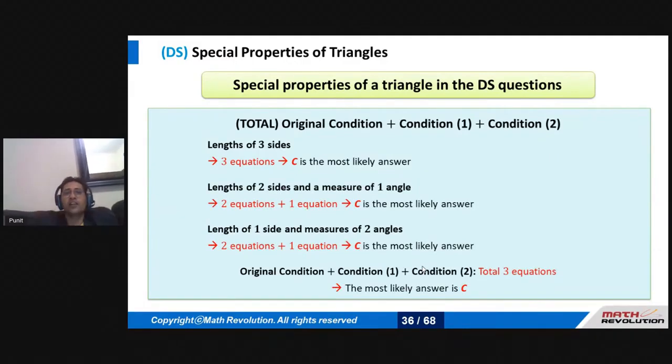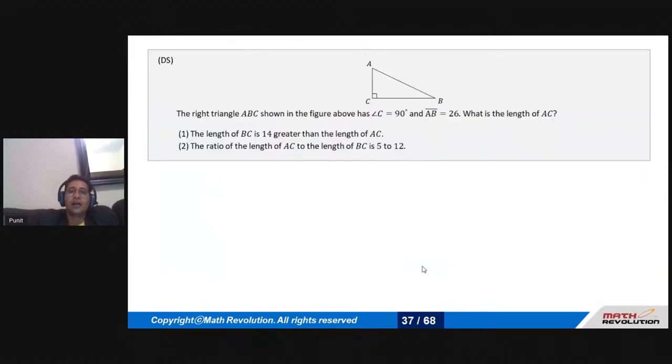So your original condition plus condition 1 plus condition 2. Length of three sides, three equations, C is the answer. Length of two sides given and one angle given, C is the answer. One side and two angles are given, C is the answer. Overall equation would be 3. So let's talk about an application of this format on a DS question.